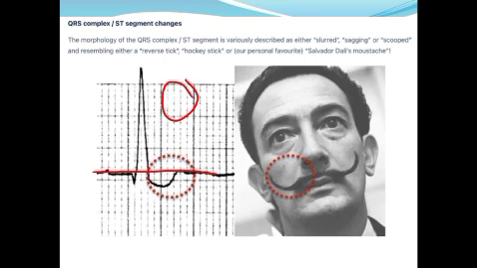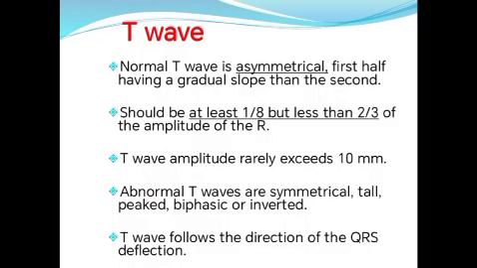Also we have a different shape of ST depression. As we see here, it could be a reverse tick or hockey stick, or here you can say it is the Salvador Dali mustache. This is Salvador Dali, a surrealist and artist, and that is his mustache, and the ECG looks like his mustache. Okay, this is significant ST depression.